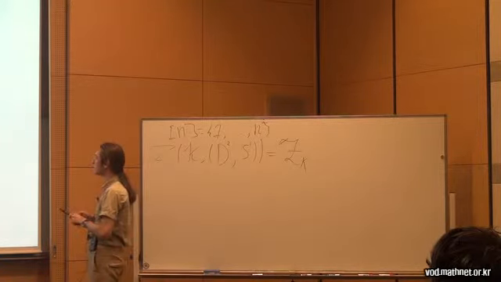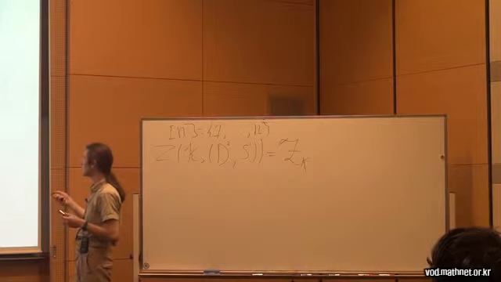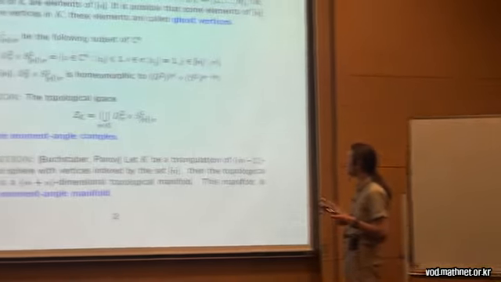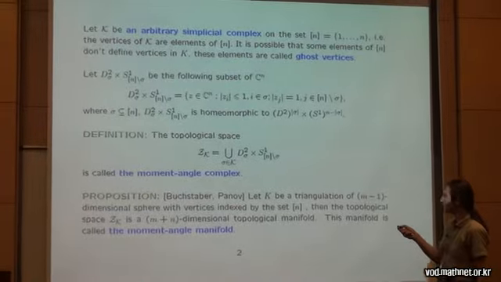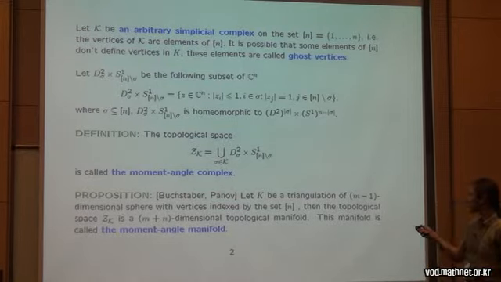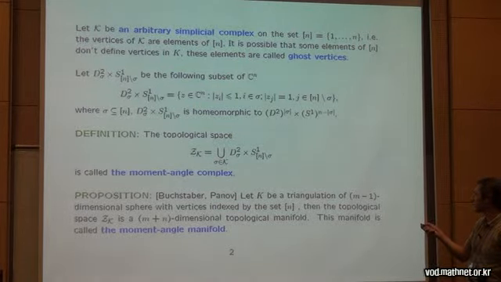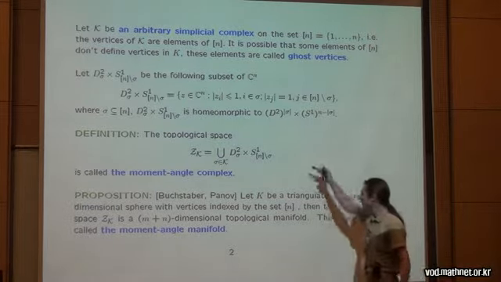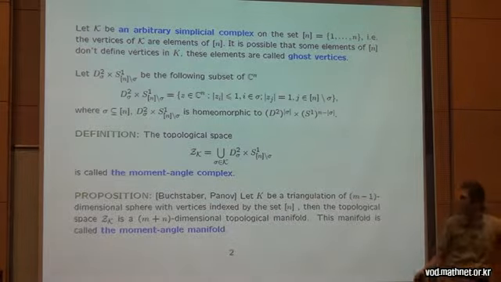Okay, and some elements of [n] could actually not be vertices of this complex. We call these vertices ghost vertices. Define this set as just a product of several copies of the disk and several copies of the sphere. And we can define the topological space, which is called the moment-angle complex. It is just a polyhedral product of this one.